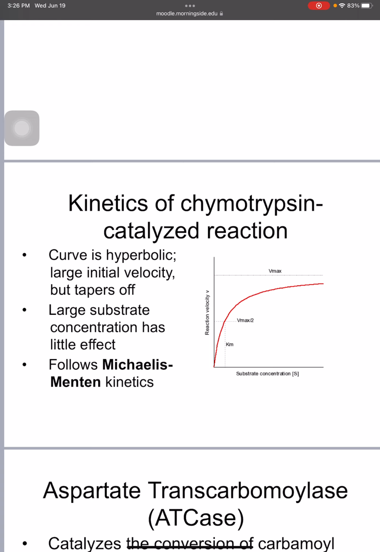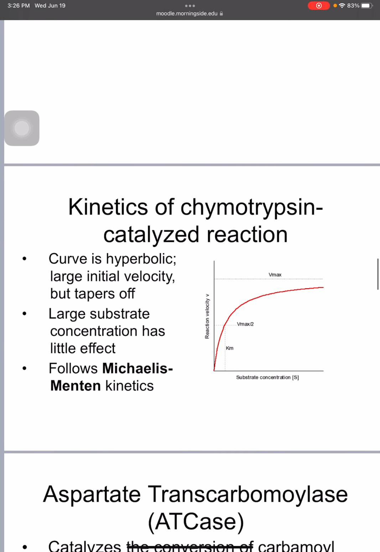All right. This is a classic example of what we call a Michaelis-Menten curve, and this follows what we call Michaelis-Menten kinetics. There's a couple of terms there. I'll get back to them in a little bit. But keep this image in your mind. That's what it looks like for something like chymotrypsin.